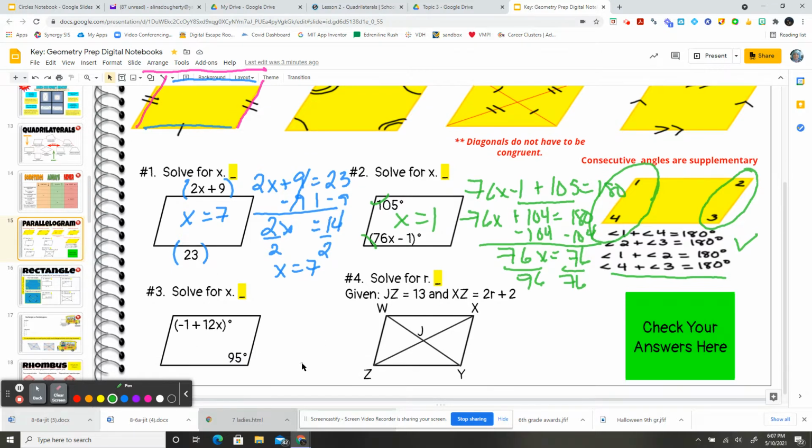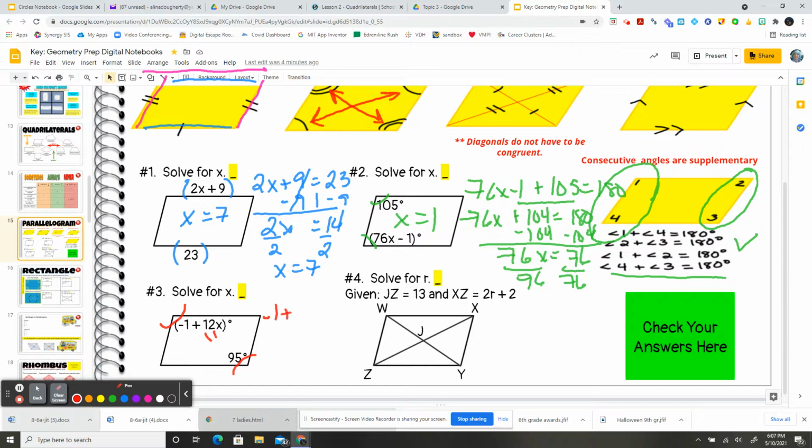In problem number 3 down here, we've got a couple of different things going on. We've got opposite angles. So those are both obtuse. They're both the same. So they're going to be equal to each other. The 2 obtuse angles are equal and the 2 acute angles are equal. So here I can set these two things equal to each other.